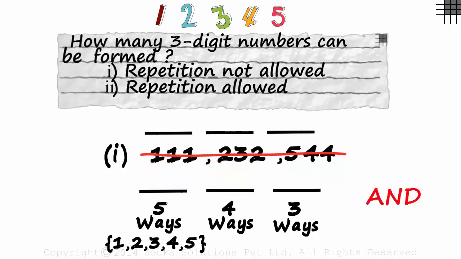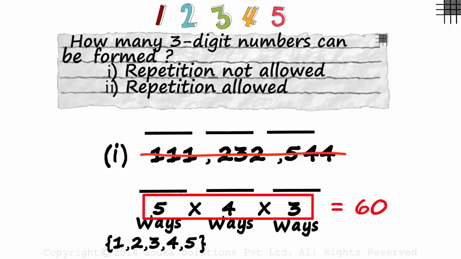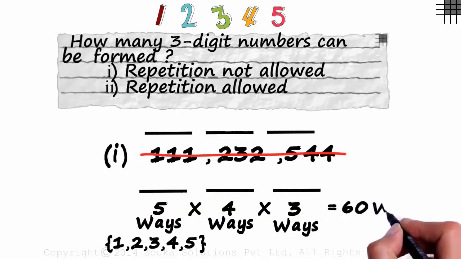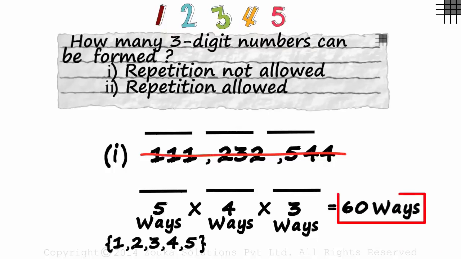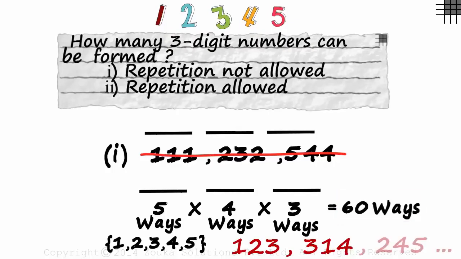And as we have seen in the previous session, it is multiplication. So we multiply these 3. 5 times 4 is 20 and 20 times 3 is 60. There are 60 ways in which we can form 3-digit numbers without repetition of digits. These include numbers like 123, 314, 245 and so on. No repetition. Hope this was clear.